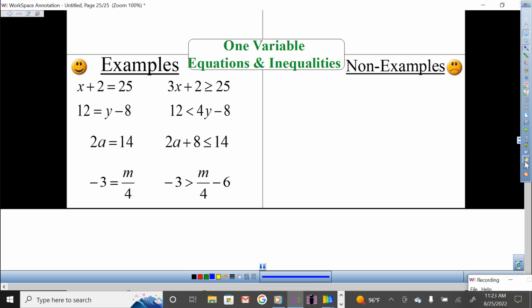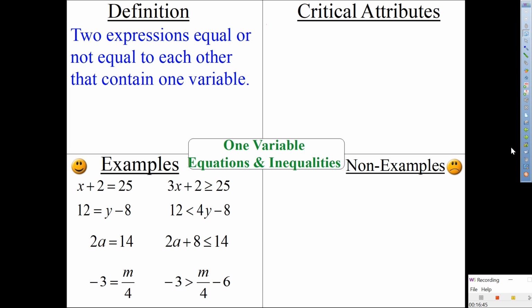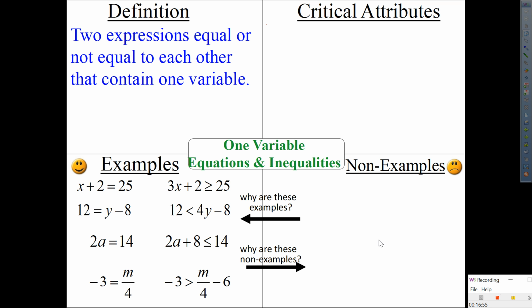All right. So, with that said, zoom out. Look up to the screen. I'm going to show you non-examples. Don't copy them. Just look at them first. And tell your neighbor why the first one is not a one variable equation. Why is the first one not a one variable equation? All right. Now tell your neighbor why the second one is not a one variable equation.